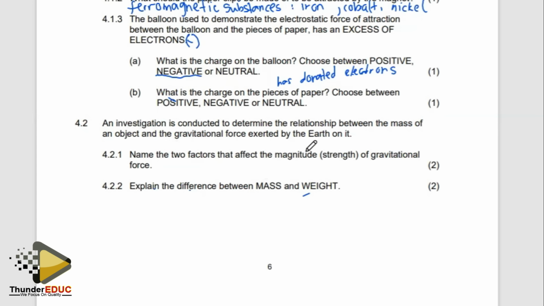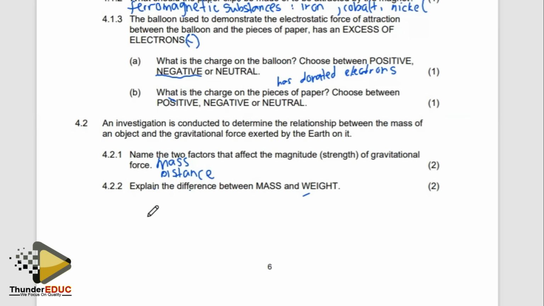Name two factors that affect magnitude. You are given the definition of magnitude, that is strength. Strength of gravitational forces. So the two factors here are mass and distance. Those are the two factors that affect the strength of a gravitational force. Now, let's move on to the next question.